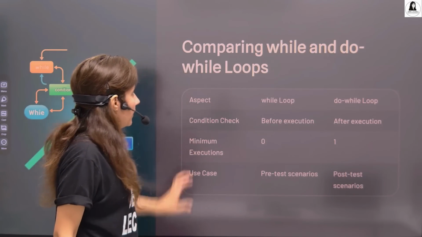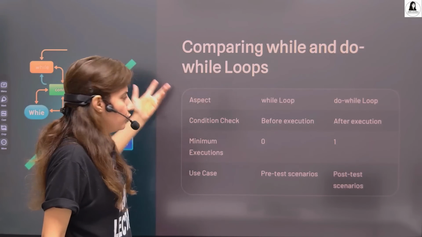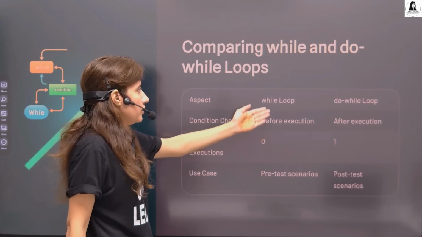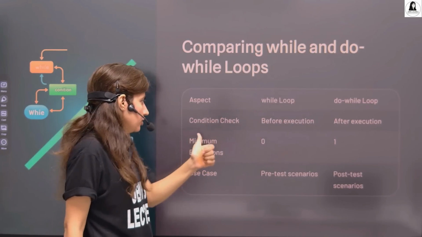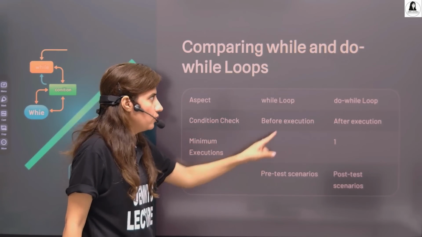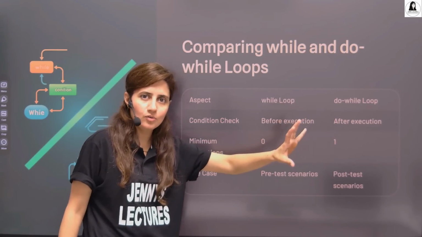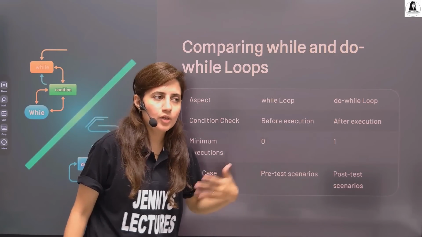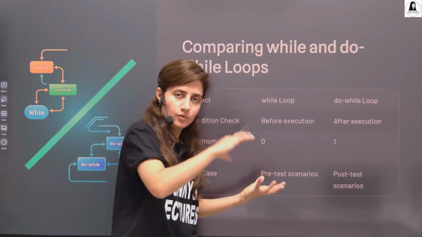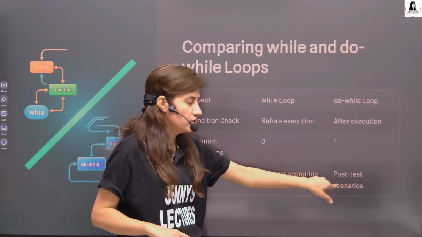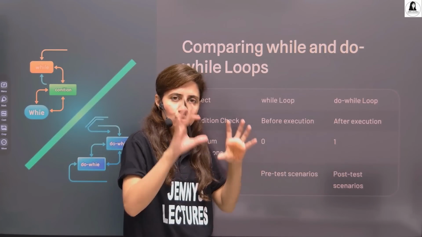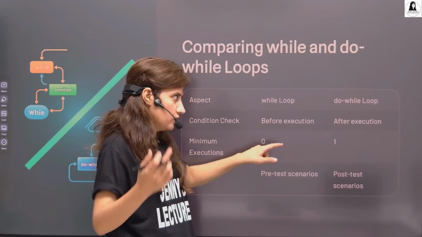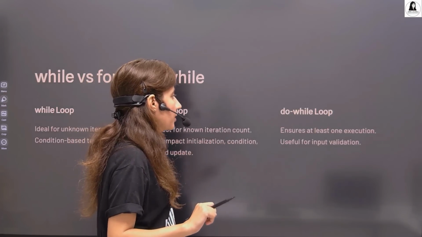So if you compare the while and do while loop, you know now very well because we have covered everything. In while, before execution the condition is checked. In do while, it is checked after, so the minimum execution is 0 for while, and at least once the body of the loop would be executed for do while. The use case for while is pre-test scenarios where you want to test the condition first. And do while is for post-test scenarios where you want to execute the body at least once and then check the condition. Then you can use do while loop, right?